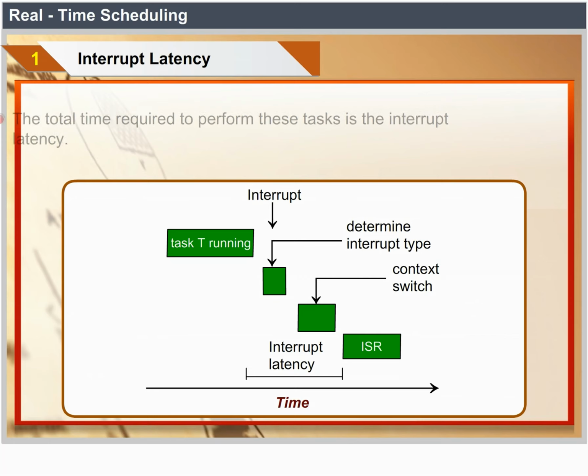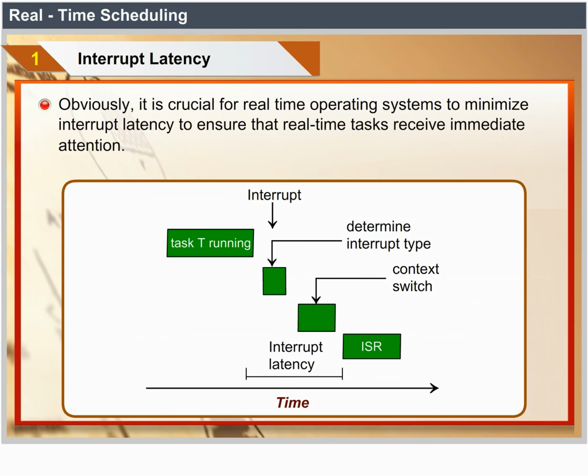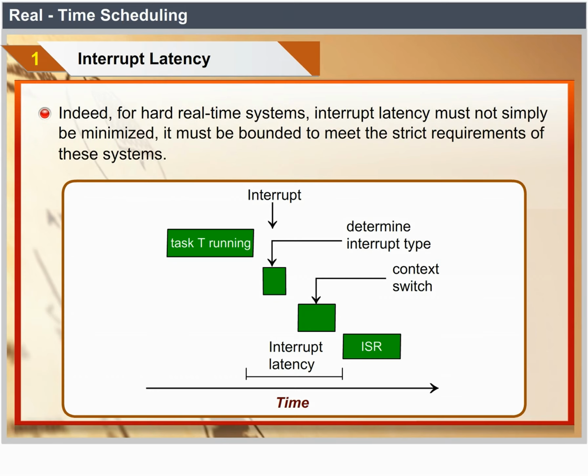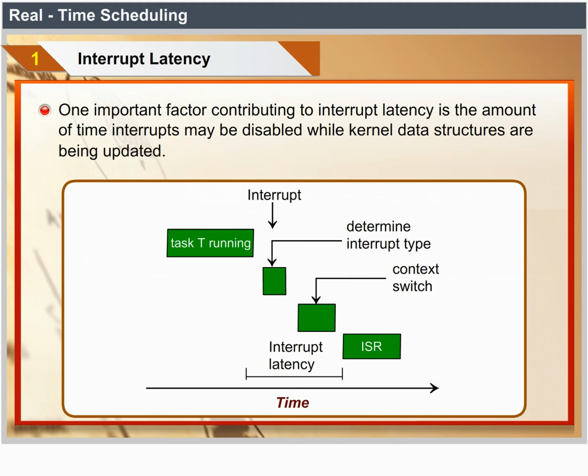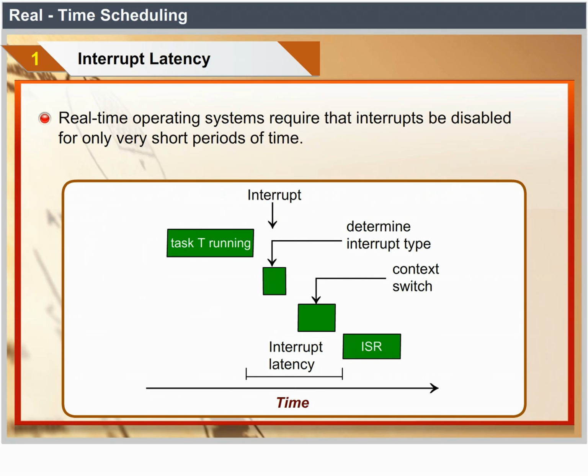Obviously, it is crucial for real-time operating systems to minimize interrupt latency to ensure that real-time tasks receive immediate attention. Indeed, for hard real-time systems, interrupt latency must not simply be minimized, it must be bounded to meet the strict requirements of these systems. One important factor contributing to interrupt latency is the amount of time interrupts may be disabled while kernel data structures are being updated. Real-time operating systems require that interrupts be disabled for only very short periods of time.